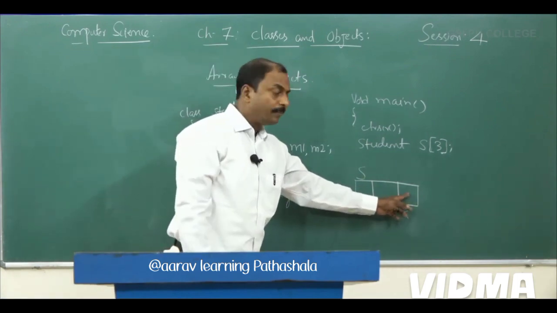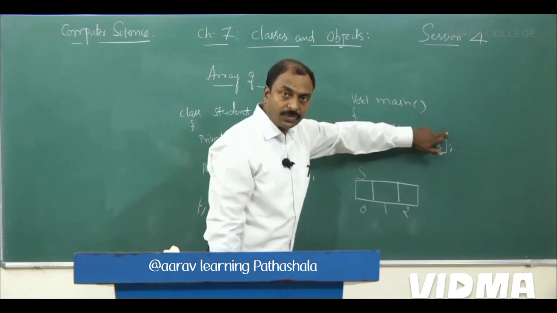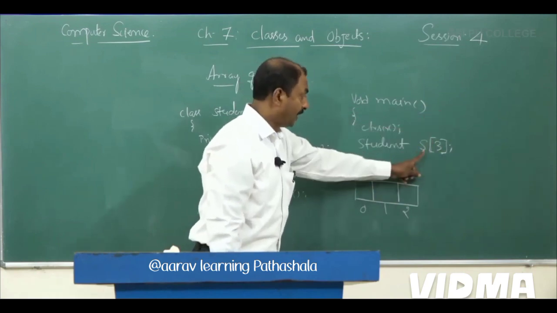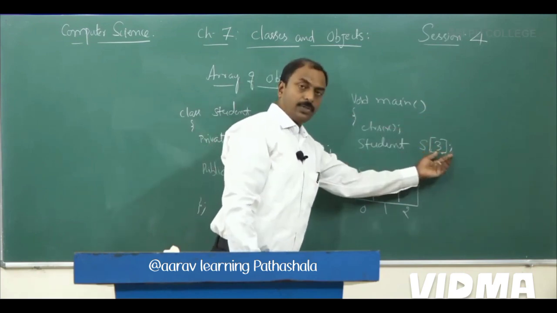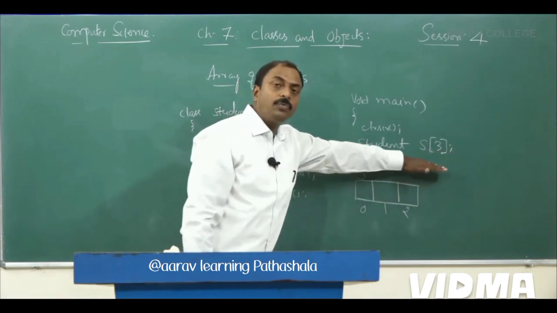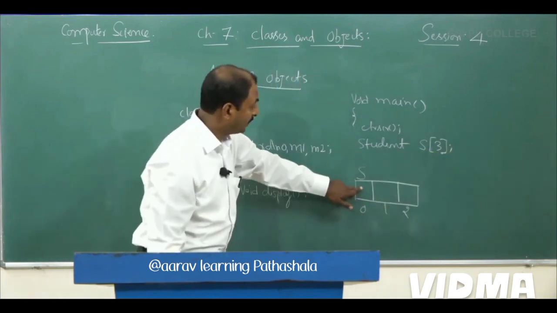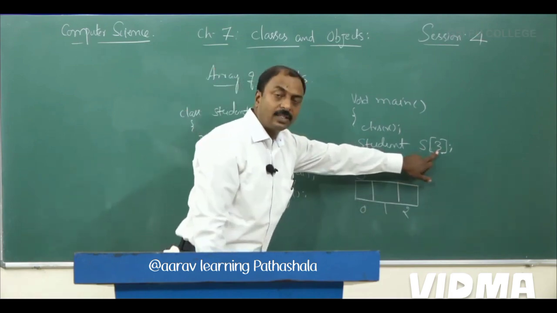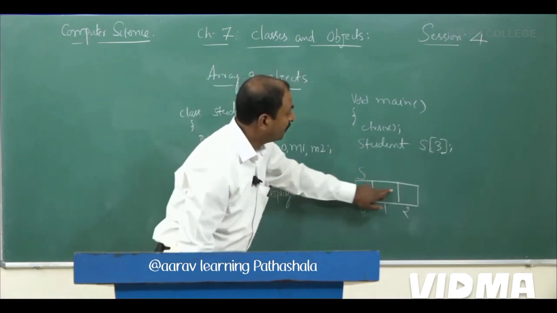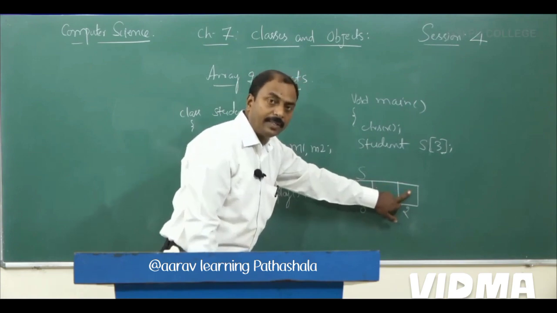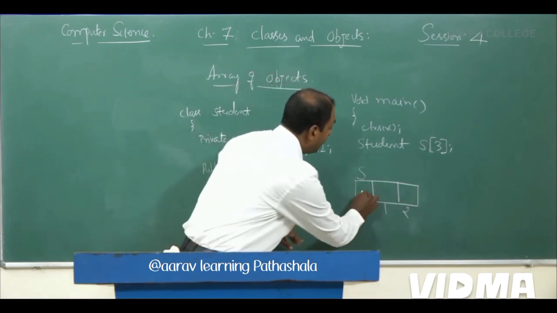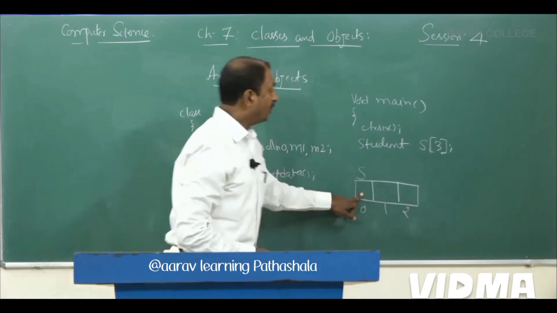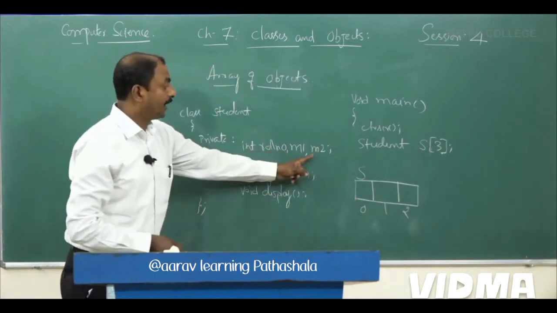I repeat once again, the meaning of this s of 3 is that it is an array, and the array holds 3 values. So how do we imagine an array? We imagine it like this: s is the name of the array, and the size of the array is 3. There are 3 places here, or 3 elements. Under each element it stores the values of one student.